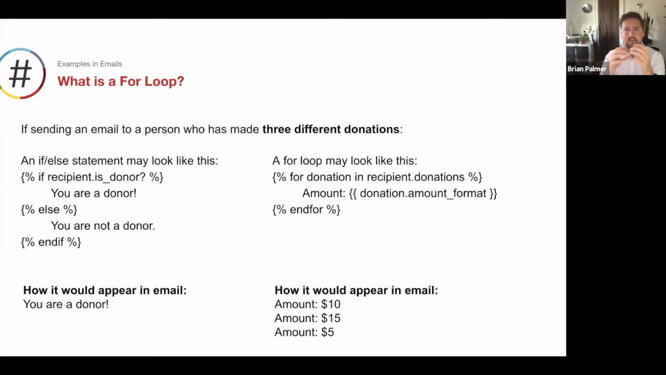So we're saying for donation, and we're putting in there the object name and then the specific variable of that object. In this case, it's amount format, but we could also add another one in there, amount succeeded at, which would print out the date of the transaction. And then we close it up with end for, so that it keeps looping through that. And then at the bottom, you can see how that would show up if the person had 3 different donations.